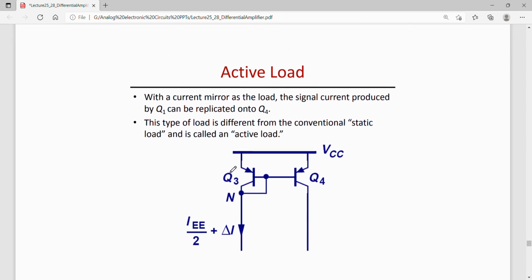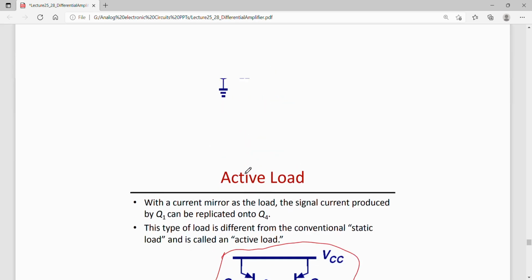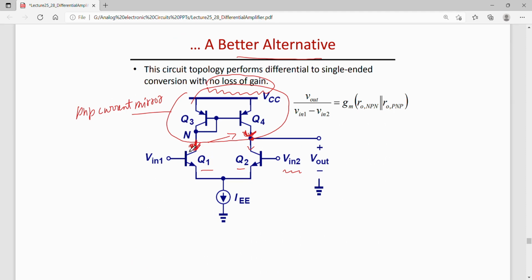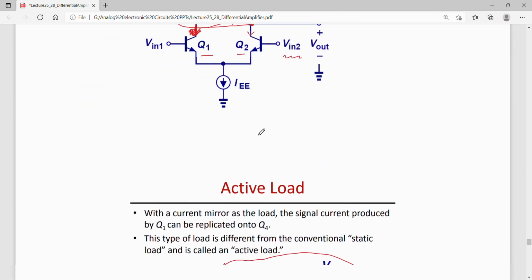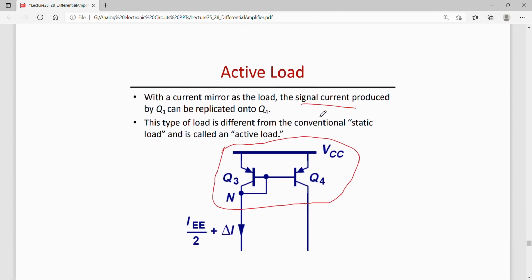So this current mirror is also called an active load. In this current mirror load, the signal current which is produced by Q1 is copied or replicated onto Q4. This active load is different from a static load. So the current mirror is an active load.